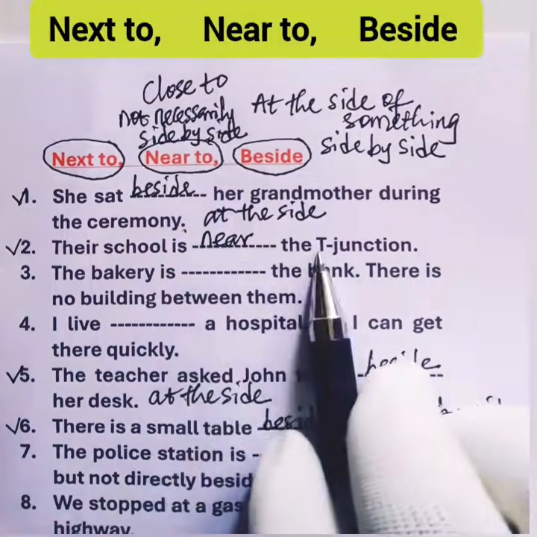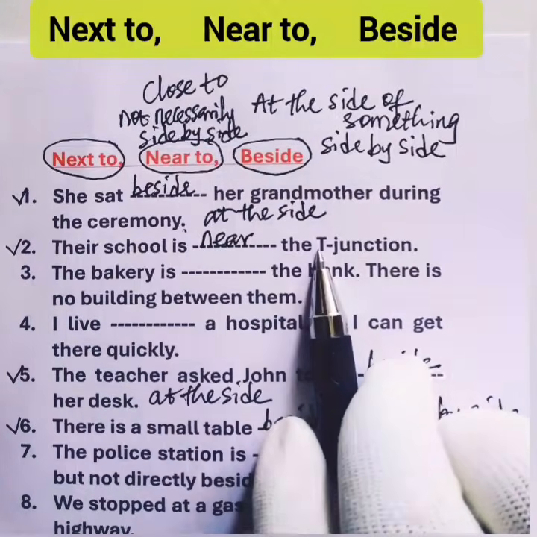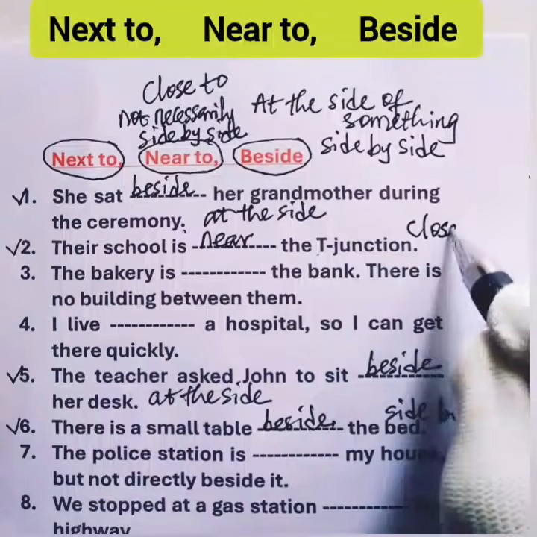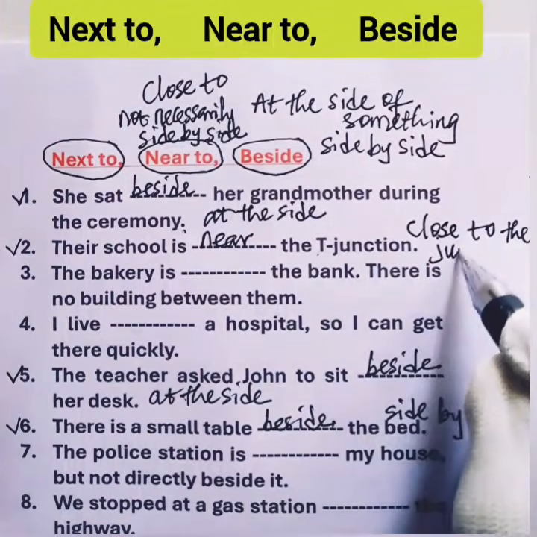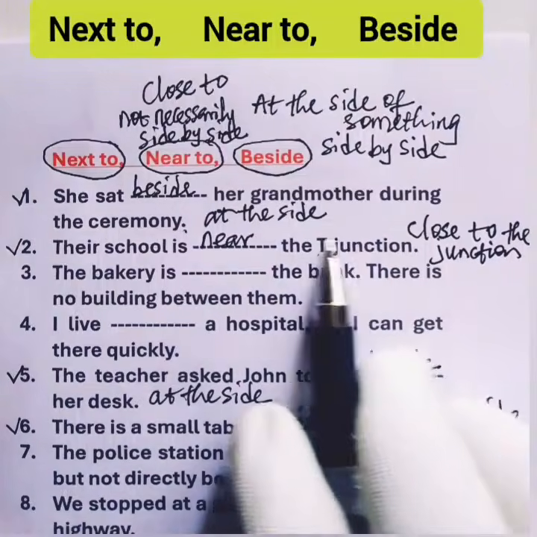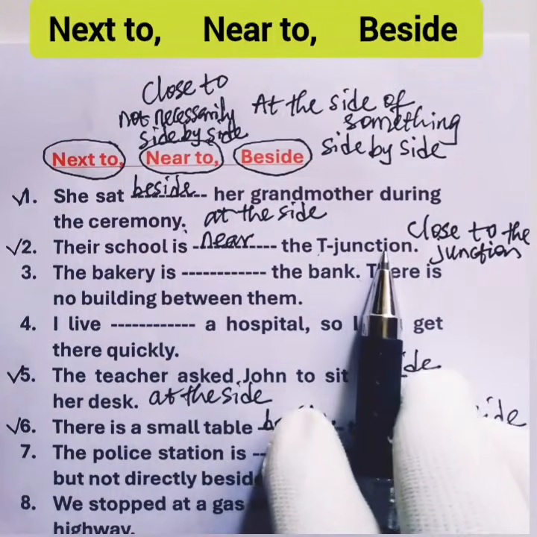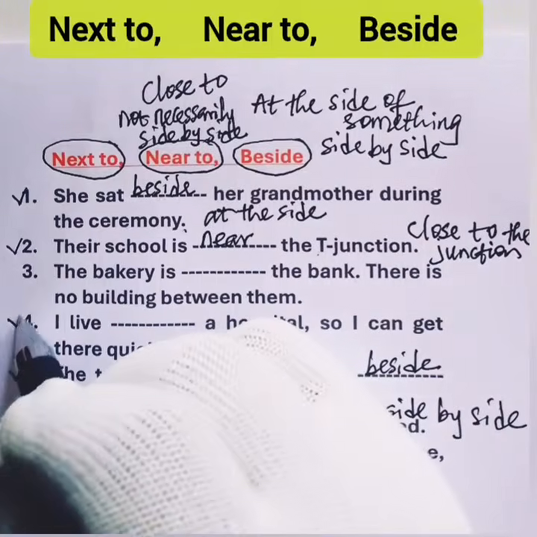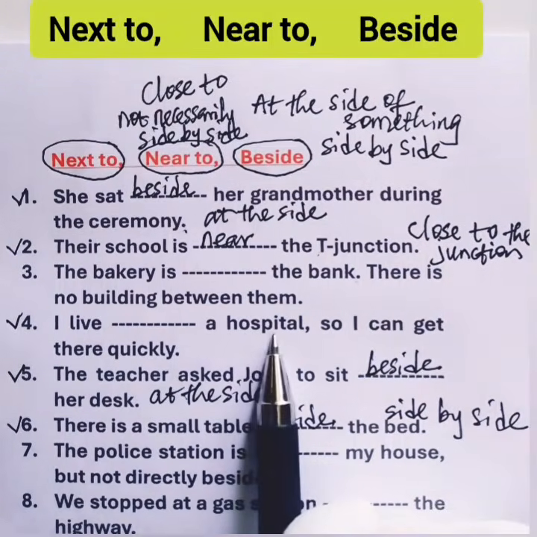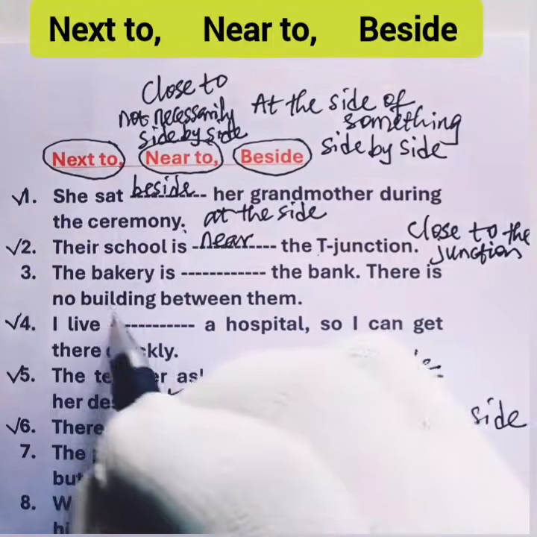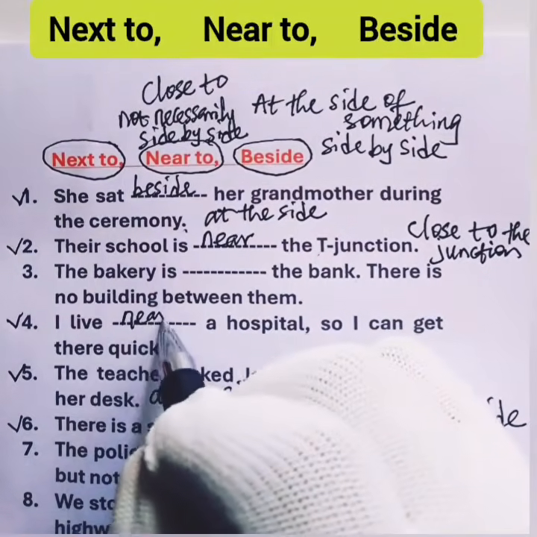This sentence suggests that the school is only close to the T junction. It is close to the junction. So the school is in the same environment where you can find the T junction. Okay, our next example is number 4. I live blank a hospital, so I can get there quickly. Near a hospital.